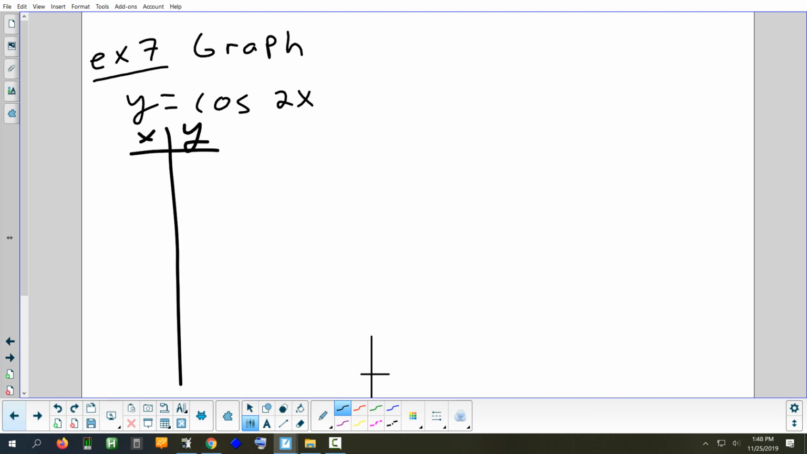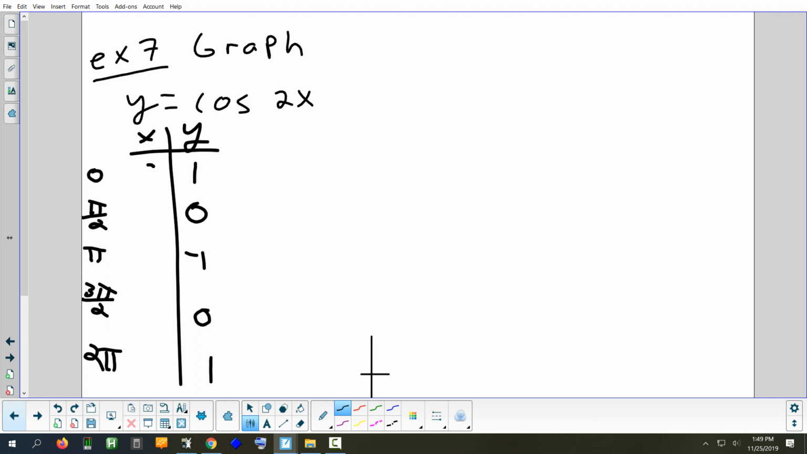Okay, what column stays the same? The y's stay the same. And what are they? 1, 0, negative 1, 0, 1. Now we're going to take all of these and divide them by what? 2. Yeah, by 2, and then multiply it. Or you can think of it as multiplying by a half. Whichever one is easier for you.